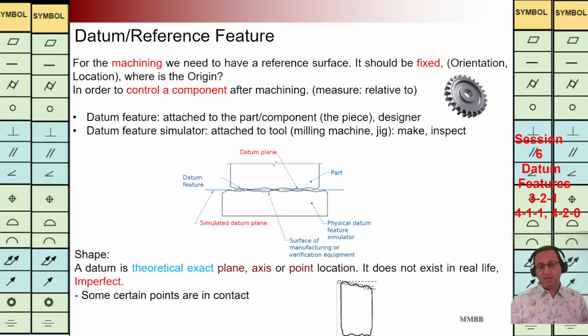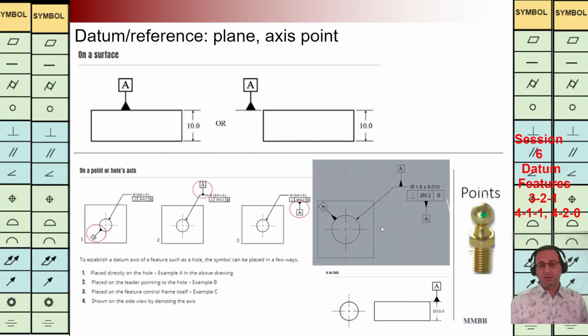Based on the shape, we can have a reference plane, reference axis, reference point, or datum plane, datum axis, datum point. How are we going to define it? For example, here, by using this symbol, a triangle connected by a line to a box with a letter inside the box, the name A in this example, datum plane A is defined here. Some certain points are in contact with this datum A.